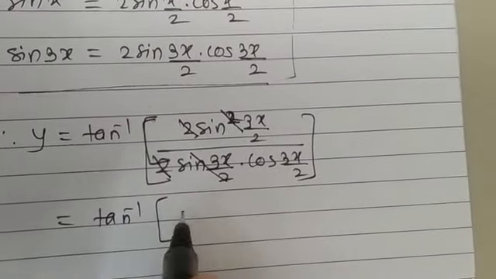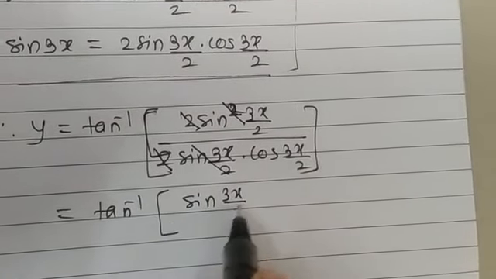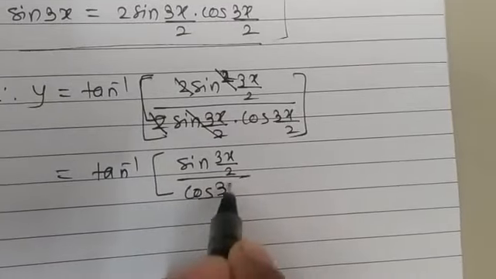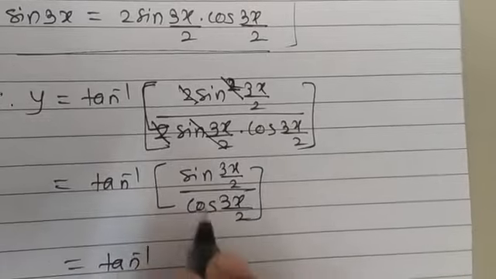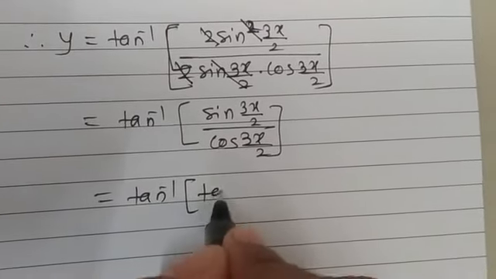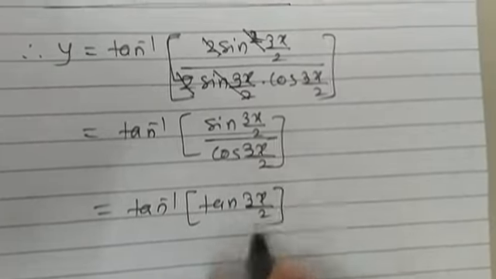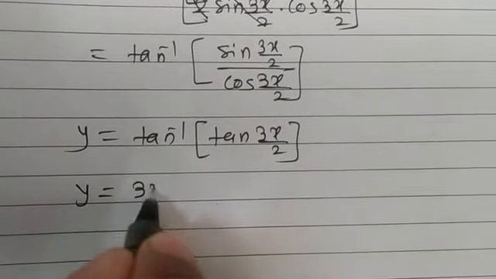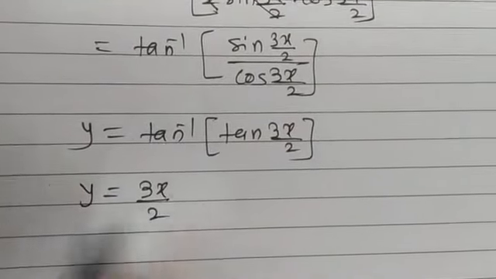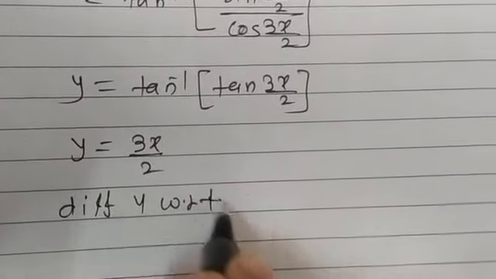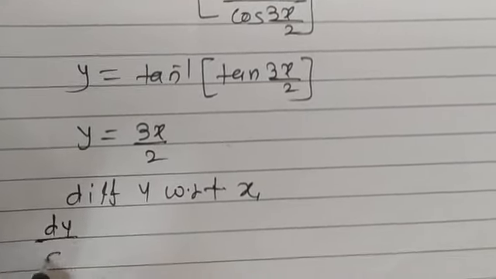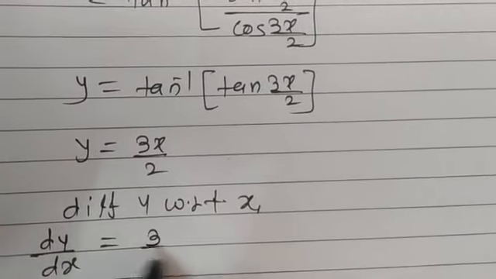Tan inverse of sin 3x by 2 upon cos 3x by 2. So we know that sin upon cos is tan, so tan inverse of tan 3x by 2. So tan inverse and tan get eliminated, so y is equal to 3x by 2 only, and if you differentiate this y with respect to x, then dy by dx is equal to 3 by 2.